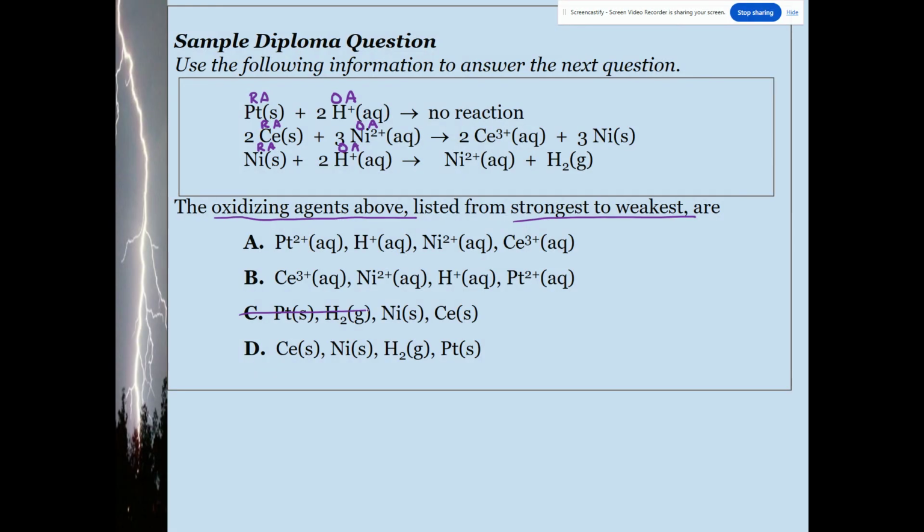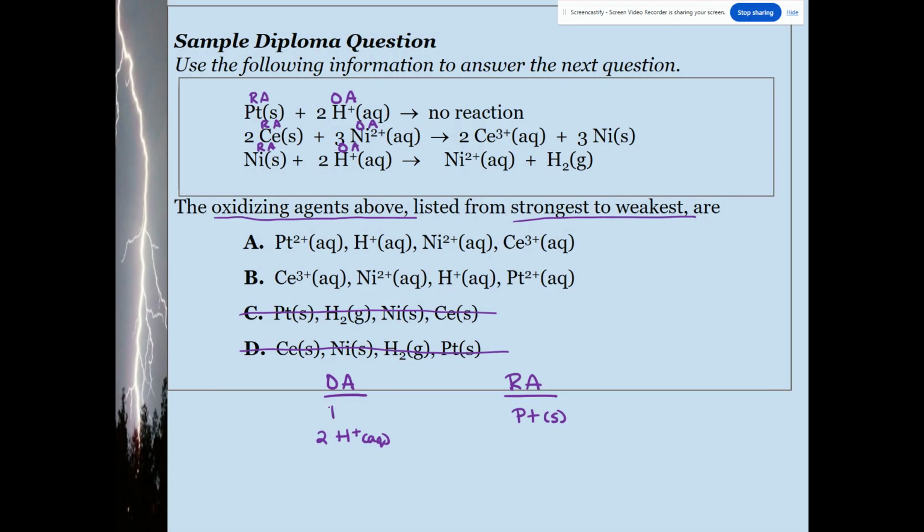So right away, I can actually cross out C and D because those are reducing agents. The oxidizing agents are the ions, okay? And if I start a chart for myself with my OAs on the left and my RAs on the right, I start with my H. I have 2 H's just because it's diatomic, as my OA being non-spontaneous with Pt. So Pt must be higher than H to be non-spontaneous, okay?